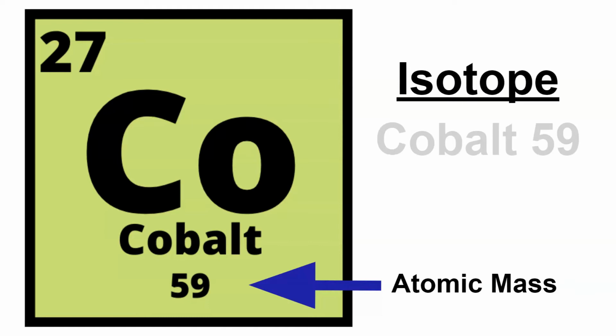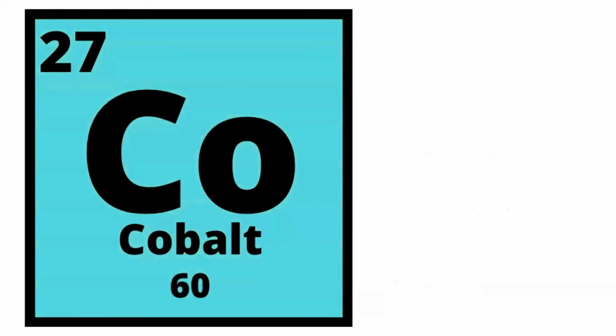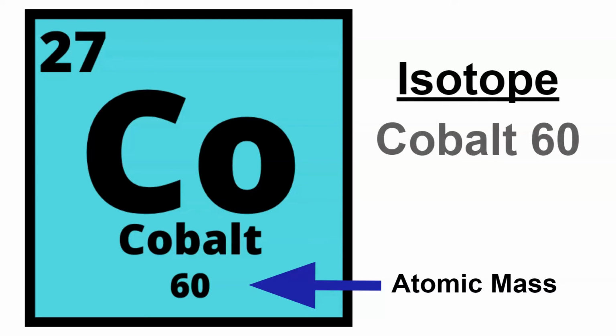As mentioned, this is an isotope, cobalt 59, and it can also look like this, CO 59. This is an isotope of cobalt. Notice the atomic mass. Therefore, it has an additional neutron because the number of protons remains the same at 27. This cobalt is shown as such, cobalt 60 or CO 60.